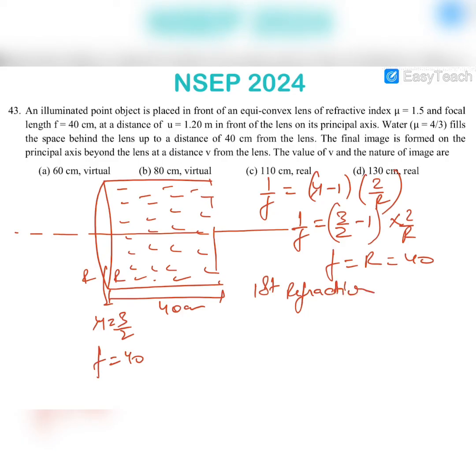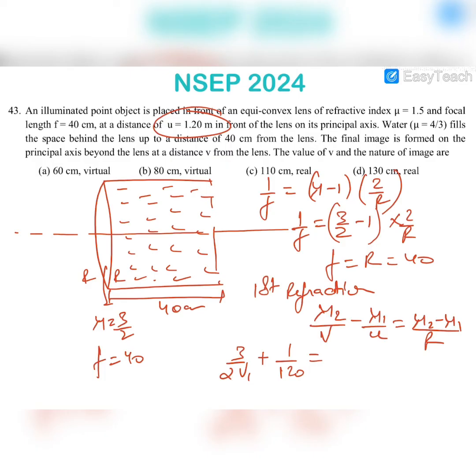So for first refraction, obviously mu 2 by v minus mu 1 by u is equal to mu 2 minus mu 1 by r. This is the formula. So mu 2 is 3 by 2, v is v1, minus mu 1 is 1, and the object is placed at 120 centimeter in front of the lens, so it would be plus 120, and that is equal to mu 2 minus mu 1, which is 3 by 2 minus 1, upon r is 40. So v1, 3 by 2 v1, I'll use the next page.